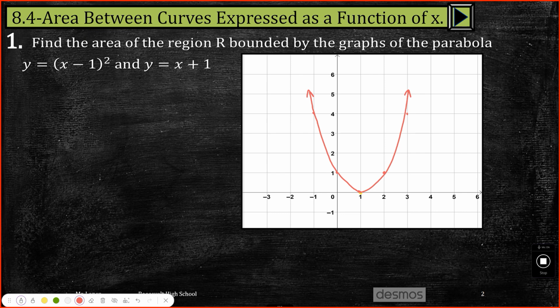And then we're going to graph a line. So the line is going to be shifted up 1. So this one's going to be a line. The slope is 1.